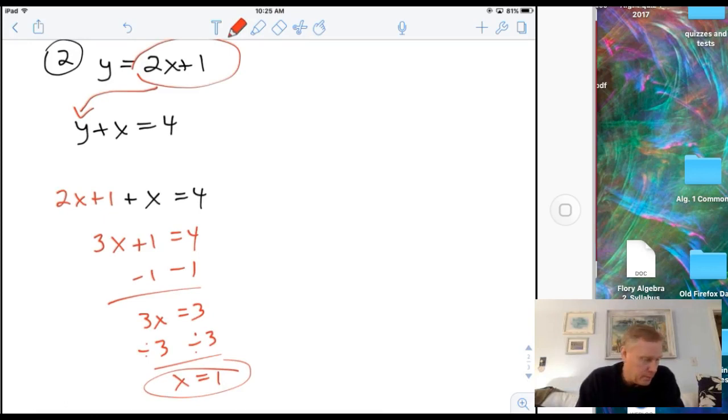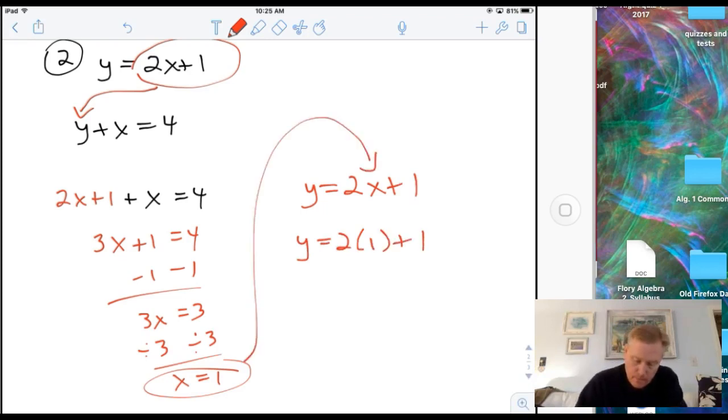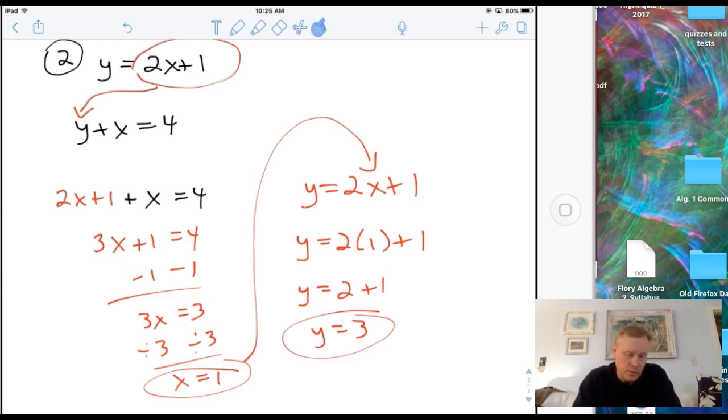They're both pretty similar. I'm going to take the top one, y equals 2x plus 1, and plug in 1 for x and get y equals 2 plus 1, which is 3. And that's my answer. Okay, you should go check your answers.